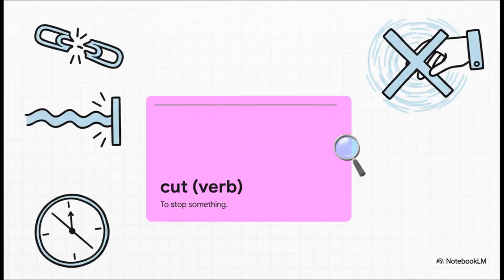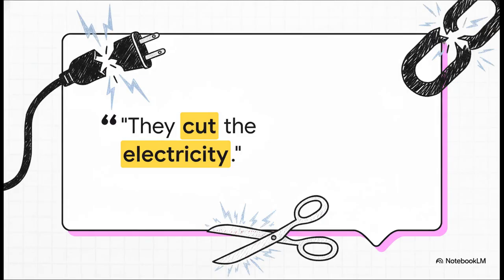Okay, so now let's take this idea and move it into the abstract. Cut can also mean to stop a flow or to interrupt a process. So we're moving beyond a physical slice into something that's purely conceptual. For instance, when the power goes out, what do we say? We say the electricity was cut. The flow of energy was severed, right? The word works just as well for invisible forces as it does for, say, a carrot.